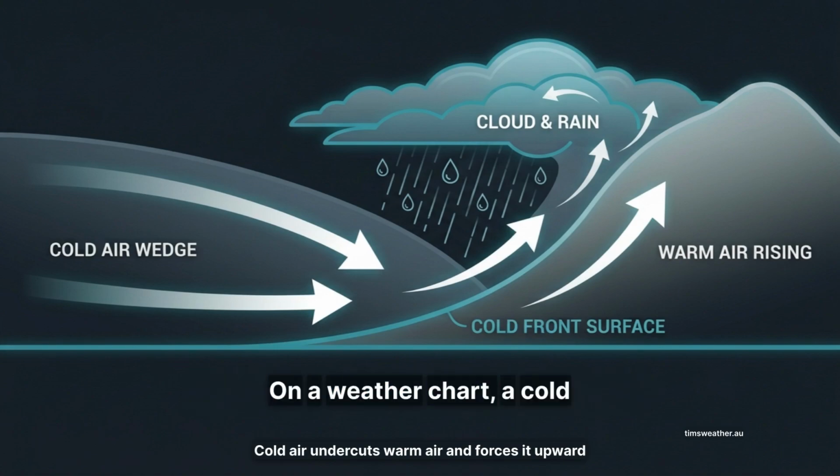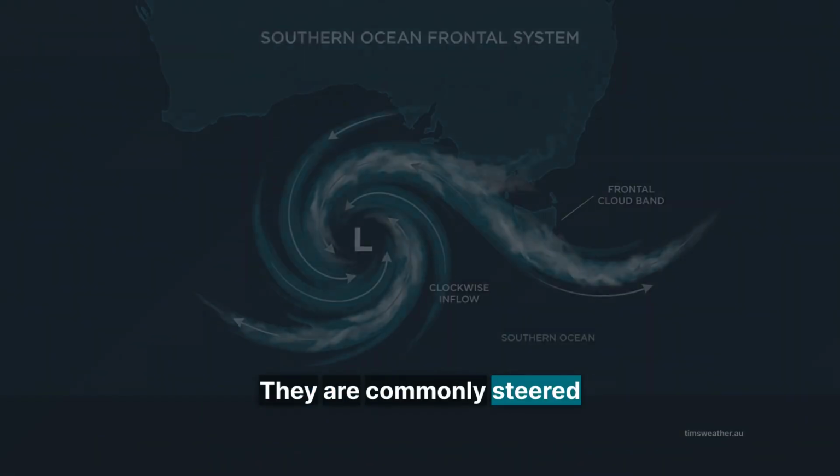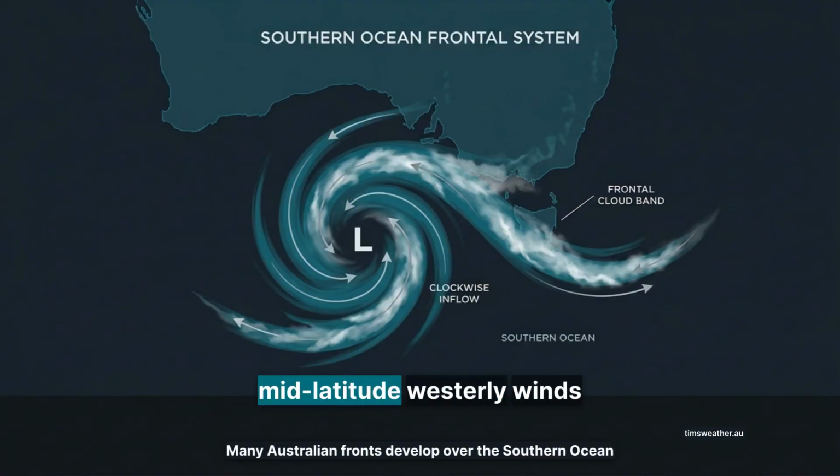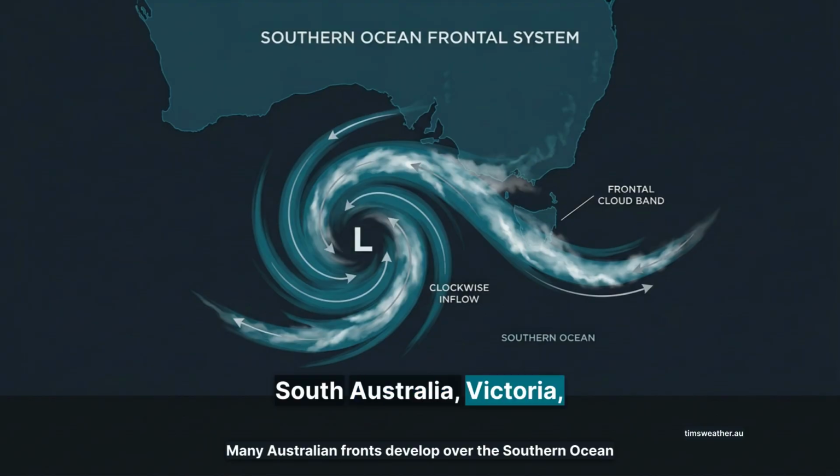On a weather chart, a cold front is usually drawn as a blue line with triangles pointing in the direction it is moving. In Australia, many important cold fronts form over the Southern Ocean, sometimes with air linked to regions near Antarctica. They are commonly steered from west to east by the mid-latitude westerly winds and the polar front jet stream. That is why southwest Western Australia is often first in line, before systems push towards South Australia, Victoria, Tasmania, and southern New South Wales.